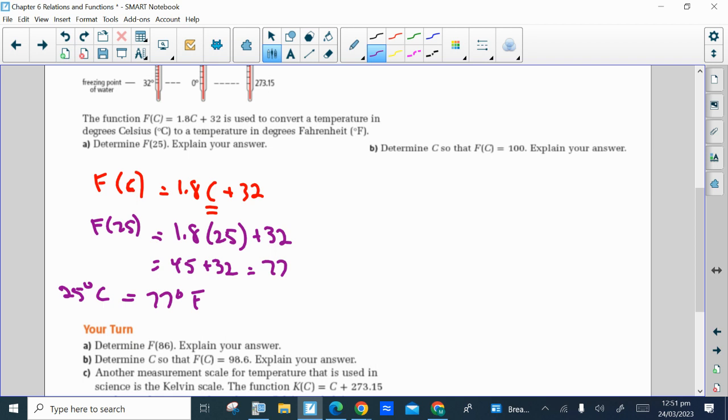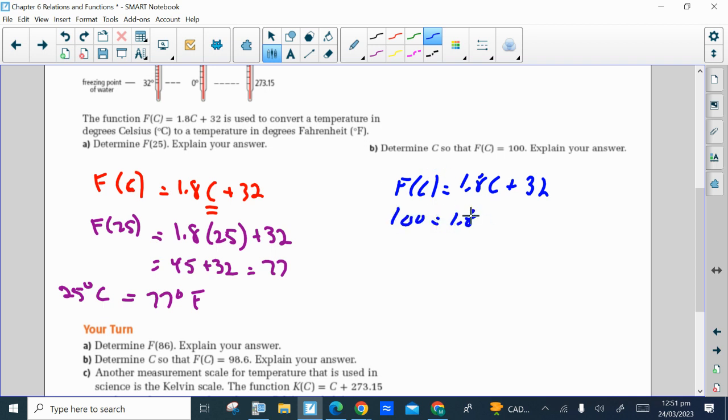Now, part B says determine C if f at C is 100. So if you write the original equation out again, f at C equals 1.8C plus 32. If we look back at part A, it asked us to find f at 25. So that meant that C was 25, just the C. Part B is saying that all of f at C is 100. So f at C is what's on the left side of this equation. All of that is 100.